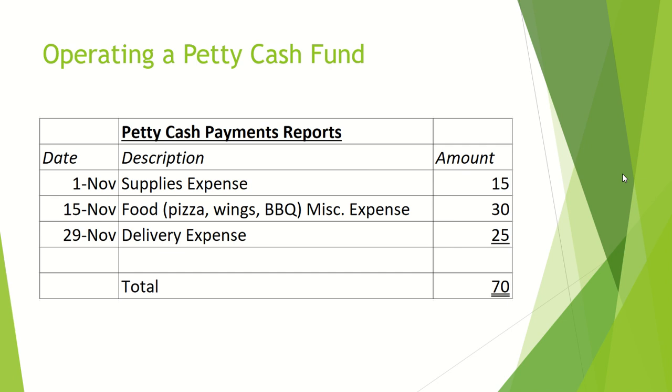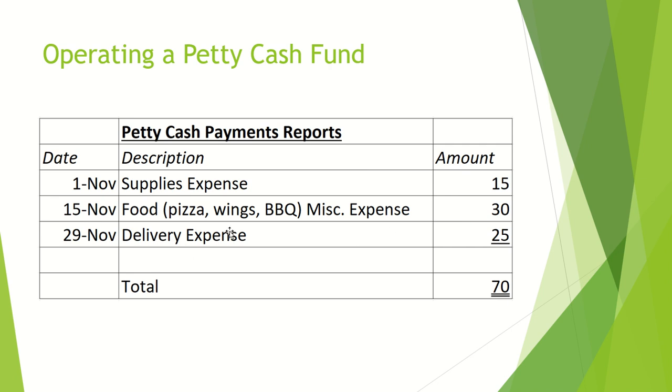This here, what you see here, is what the petty cash is used for. So that cash of $75 is used for this. On November 1st, the cash was used to buy supplies, and it was for $15. Then on November 15th, it was used for food like pizza, wings, and barbecue. That's my favorite food, which goes into miscellaneous expense. That totaled $30.